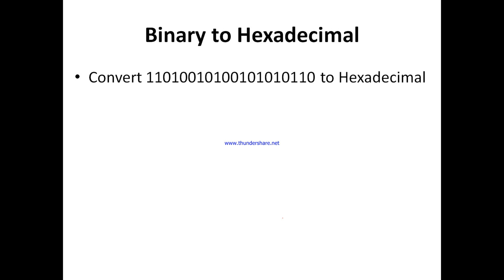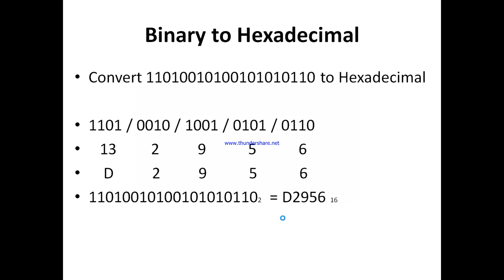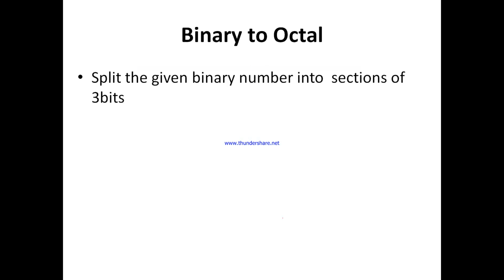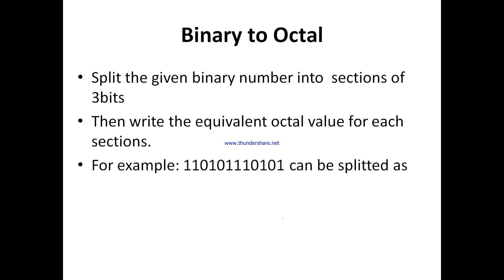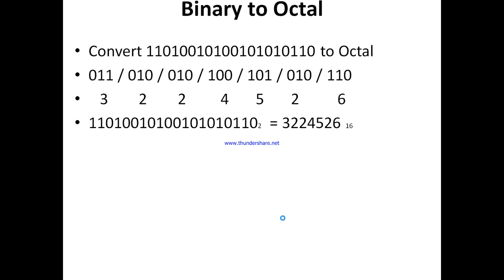If a big number is given, split this number from the right hand side into 4-digit nibbles, and write the equivalent value. So D2956 is the answer for this one. Binary to octal is also similar. You have to split the binary number into 3 digits. For hexadecimal we split into 4 digits, and for this one we split into 3 digits. So 110, 101, 110, 101. So the answer is like this.